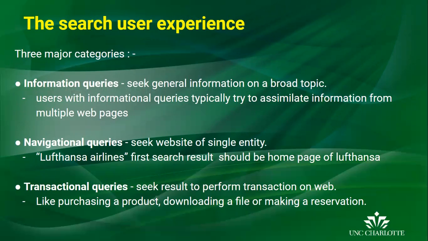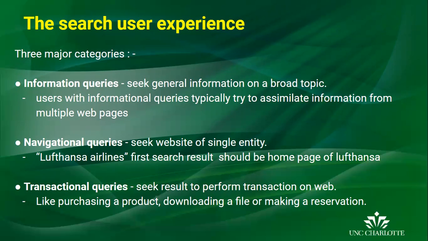There are three major categories of user search queries, which are broadly classified into informational queries, navigational queries, and transactional queries. Informational queries are where the user is interested in having information about something. Let's say he is interested in details about some disease. The user searches for a disease, let's say leukemia, and wants to assimilate the information from multiple web pages. This type of query comes under informational queries.